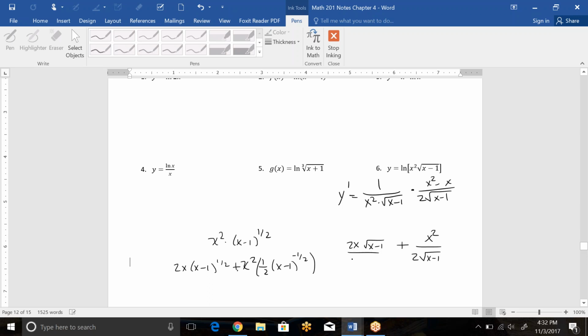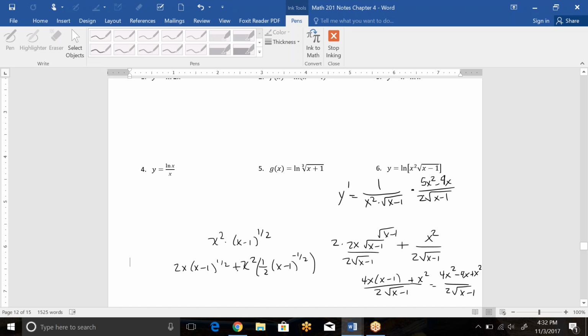And to get a common denominator, we multiply top and bottom by x minus 1 under a square root again, and a 2, because this has a 2 in the denominator. So that makes this 4x times x minus 1 plus x squared on top over 2 square root of x minus 1. And then that gives me 4x squared minus 4x plus x squared over the 2 square root of x minus 1. So that makes this 5x squared minus 4x over the 2 square root of x minus 1.